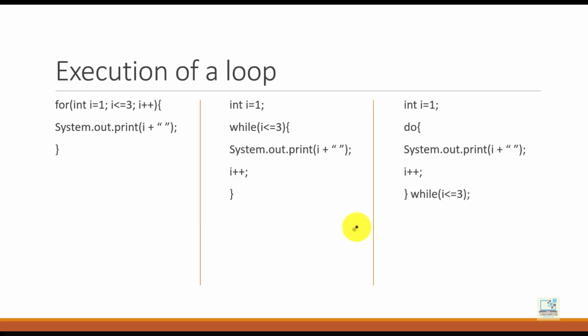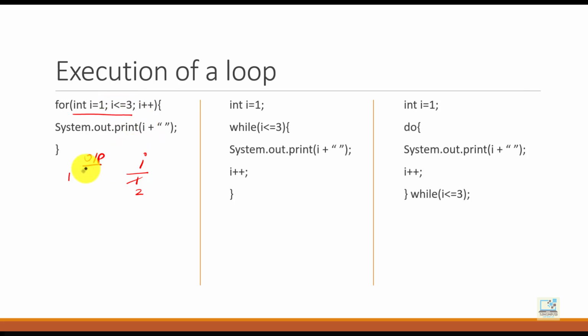Now let us understand the execution of loop. So I'm going to do a dry run for all these examples. Let's start with this example. Here i is 1 initially. So condition check will be done after that. i less than or equal to 3, it will enter the loop. It will print i, which is 1. Then it will go to i++. i will become 2. Then again it will check the condition, 2 less than or equal to 3.